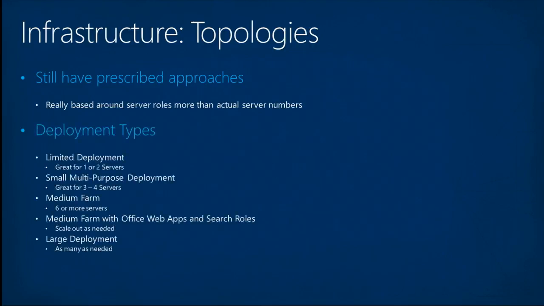So what are the different types? Well, we have the limited deployment, which is 1 to 2 servers, which I wouldn't even look at unless you're doing dev. Then you've got your small multi-purpose one, which is 3 to 4 servers. We can talk about the roles that go on there. And then we have our medium farm. I find it funny how the medium farm is now 6 servers or more, where historically that was nowhere near 6 servers or more. Then we have medium farm with Office web apps and then search, and we're getting even more now. And then we have our large deployment, which really is as many as you can throw at it.